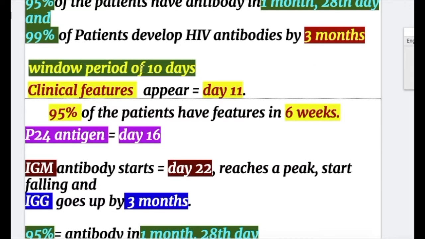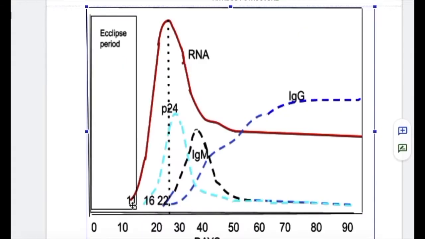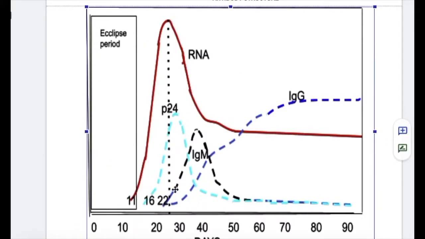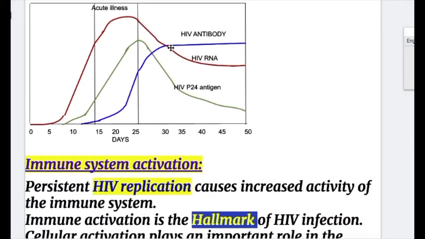So I repeat, the window period is 10 days. Clinical features appear on day 11, and 95% have clinical features in 6 weeks. Clinical features appear on day 11, and the P24 antigen appears on day 16, and then IgM antibody starts on day 22. This is IgM starting to appear on day 22, reaching a peak in a short time, then it starts falling, and IgG goes up and maintains a steady state in 3 months. This is the IgG antibody maintaining the peak, alongside the peak of the clinical features and the peak of antigen P24.